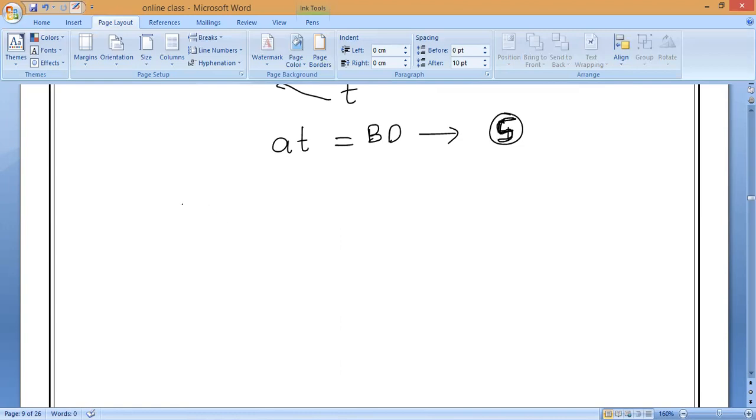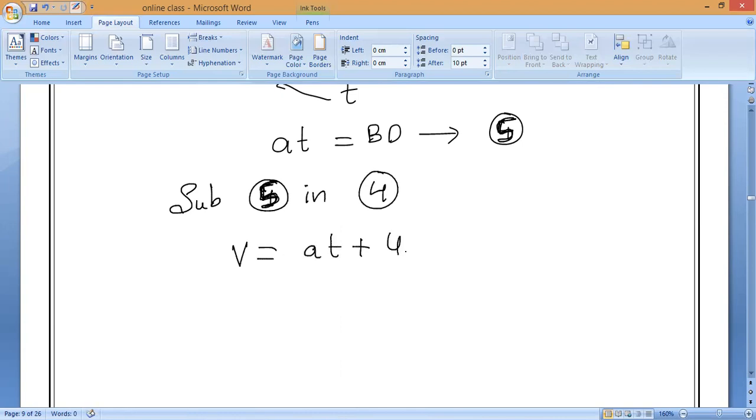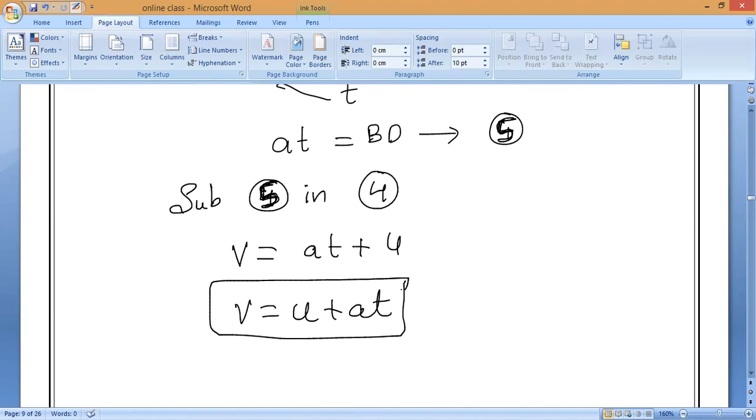What will come, Arun Kailash? Substitute equation 5 in equation 4. Okay, then what will come? V is equal to AT plus U. If we rearrange, V is equal to U plus AT. Any doubt? No, sir. That's all.